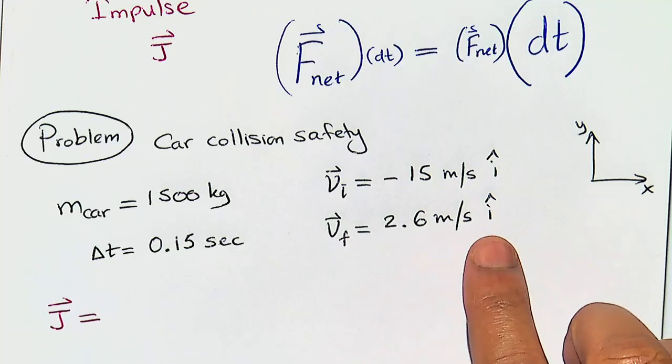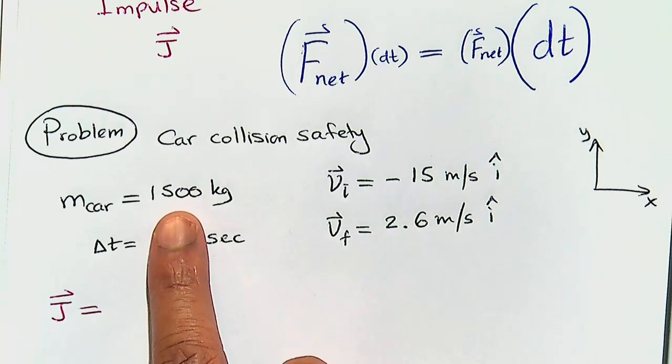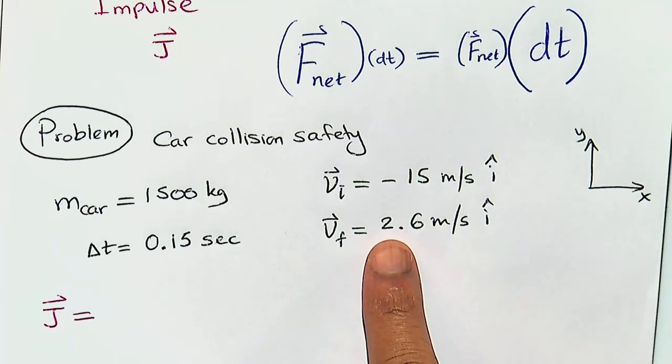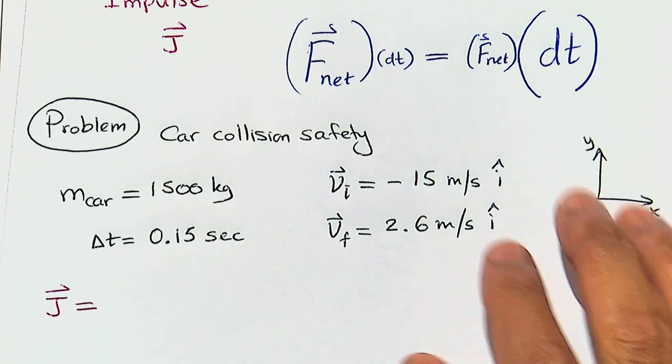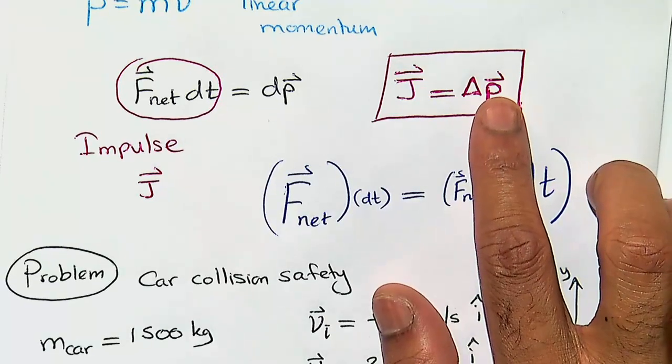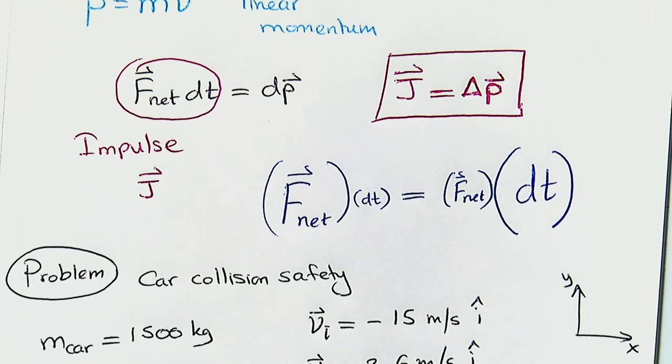So you can find the momentum initially. Momentum initially is the initial velocity times the mass. You can find the final momentum, final velocity times the mass. You can find the change in momentum. And if you know the change in momentum, then you know impulse, even before you do anything with forces. You don't even need the force anymore. You can just tell what the impulse was just because you know the change in momentum. So try it both ways.